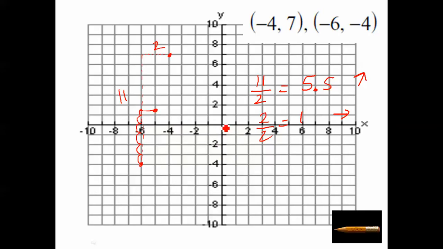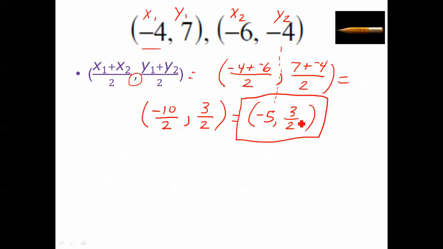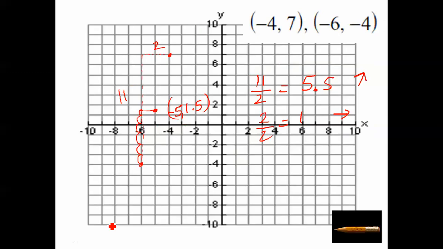Now my midpoint is actually at -5, comma 1.5. And if we look back here, we got -5, 3/2, and if we type 3/2 into our calculator, we get 1.5. So we got -5, 1.5, or we can call it -5 and 3/2. So we got the same answer both ways. You're free to use the formula or this way.